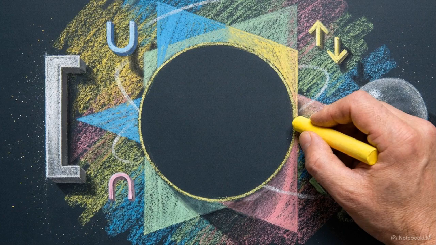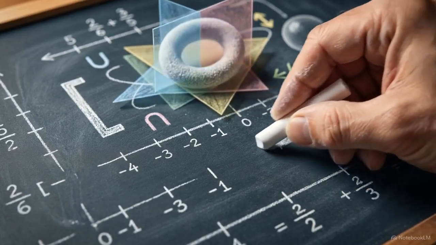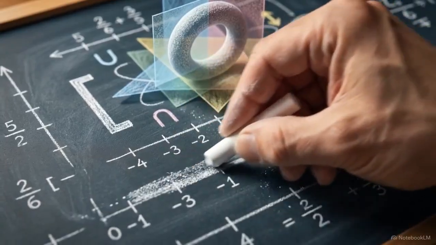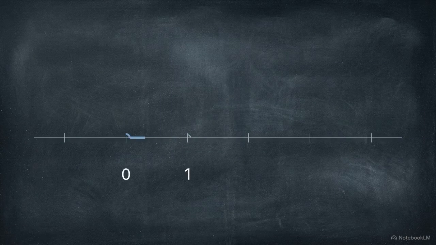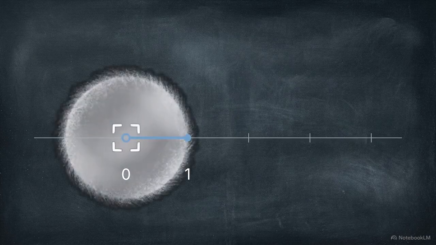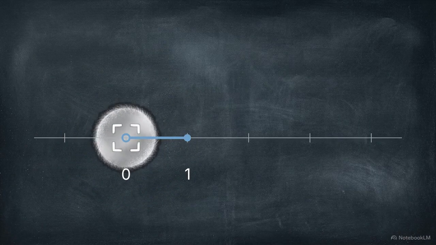In topology, we need a way to define the boundary of a space without relying on measurable distance. Consider the interval from 0 to 1. A point is a limit point if every neighborhood around it intersects the set at another point. 0 is a limit point here. No matter how small its neighborhood becomes, it always overlaps the interval.